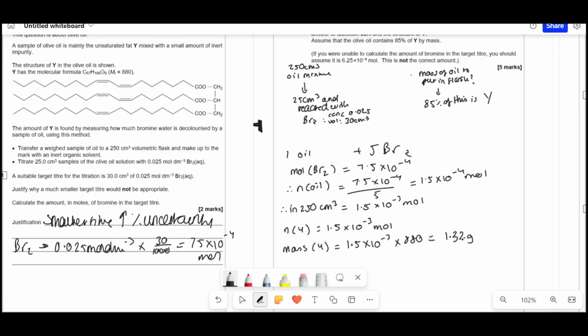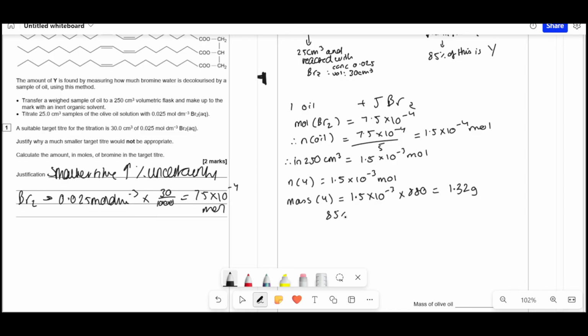But then they've told you they want the mass of the oil. They've told you that 85% of the oil is Y. Therefore, Y equals 0.85 times the mass of the oil, and that's 1.32 grams. To get the mass of the oil, all you do is 1.32 divided by 0.85. And that will give you the actual mass of the whole oil, including the inert substance. So that's 1.32 divided by 0.85, and that gives you 1.55 grams.